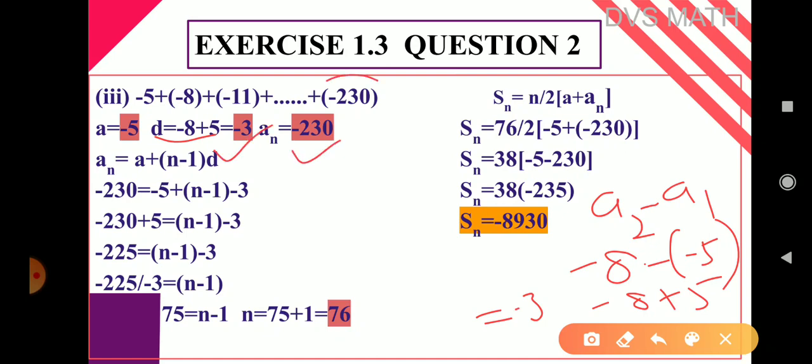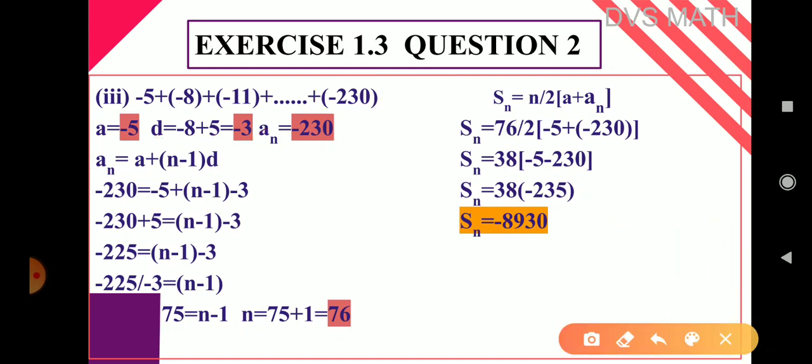What is the last term here? Minus 230. So an is minus 230. Let me take the an formula: an equals a plus n minus 1 into d. Let us substitute all the given. an is minus 230, a is minus 5, n minus 1 keep it as it is, d is minus 3. Now minus 5 if we take to the LHS, it became plus 5. So minus 230 plus 5, we got minus 225, equals n minus 1 into minus 3.